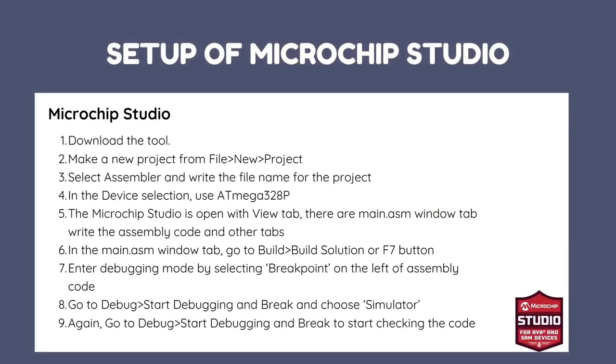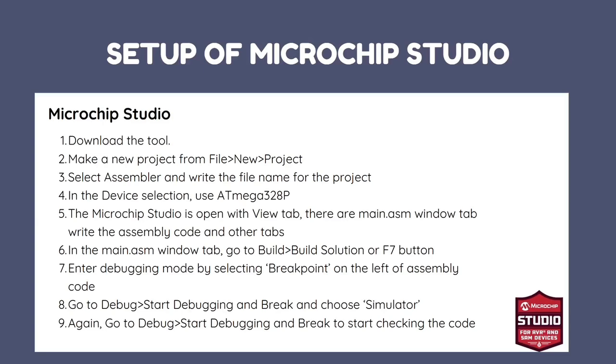So for the setup of Microchip Studio, first we download the tool, we make a new project from file, new project. The arrow key means from the file we click new and we click project. So for number 3 we select the assembler and write the file name for the project. So in the device selection, we use Atmega 328P, and the Microchip Studio is open with view tab after the device selection, and there is the main.asm window tab which we write the assembly code, and other tabs also. So in the main.asm window tab, we go to build solution, or we use the F7 button.